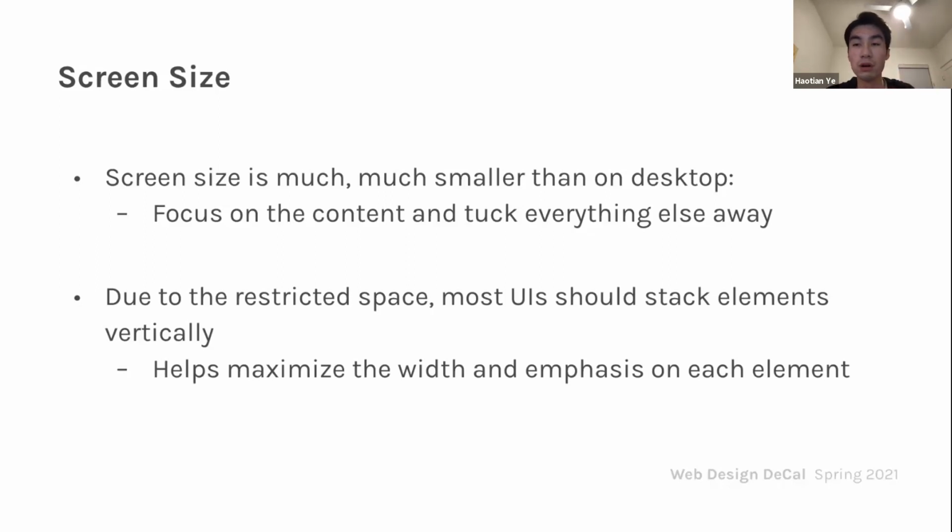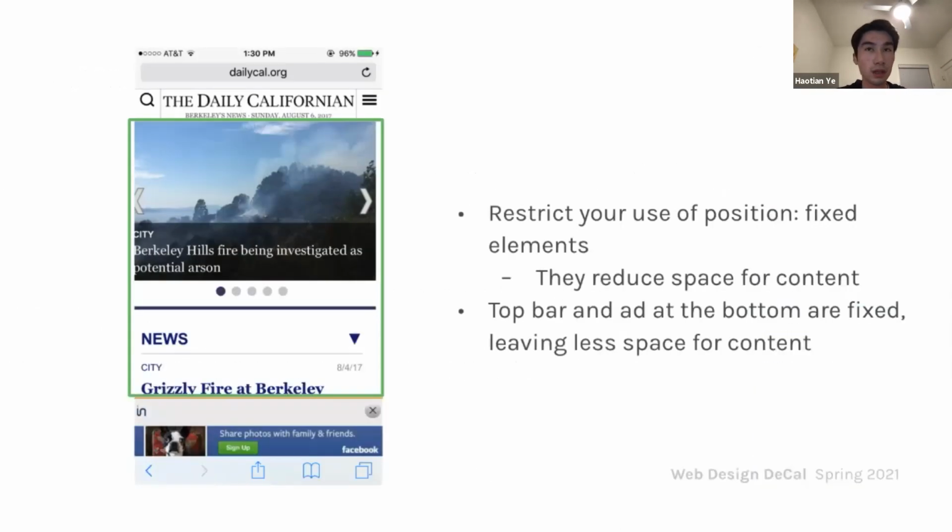We want to use all of our width, or as much width as possible, just so we can emphasize a lot of different content. One bad example that we talk about every semester is Daily Cal and their mobile website. It's really, really restricted. Imagine you have an iPhone 5, the really tiny square iPhone, and you're accessing Daily Cal.